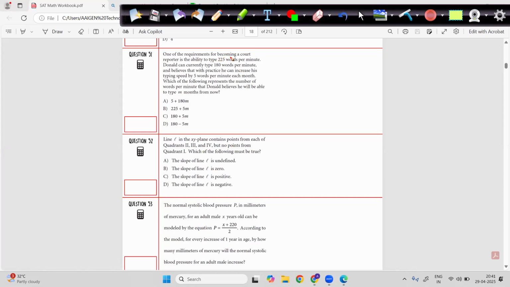One of the requirements for becoming a court reporter is the ability to type 225 words per minute. Donald currently can type 180 words per minute and believes that with practice he can increase his speed by 5 words per minute each month. Which of the following represents the number of words per minute that Donald believes he'll be able to type m months from now? Initial value is 180. Every month he can increase by 5. In m months he'll increase by 5m. So 180 plus 5m, which is option C. So C for Chennai is your answer.